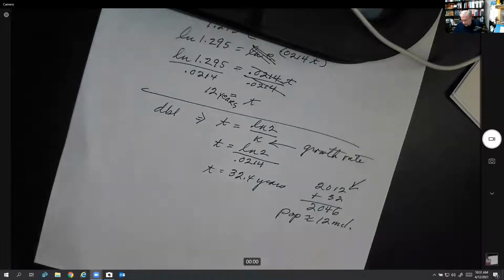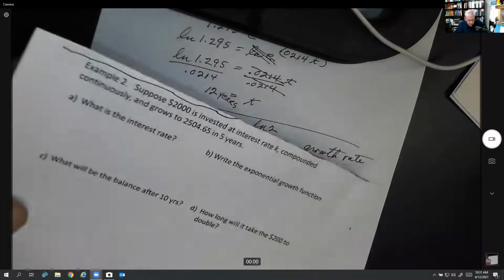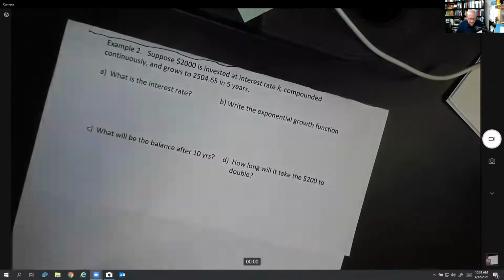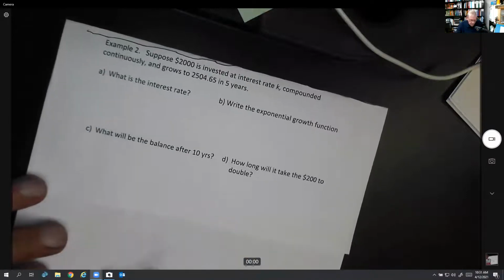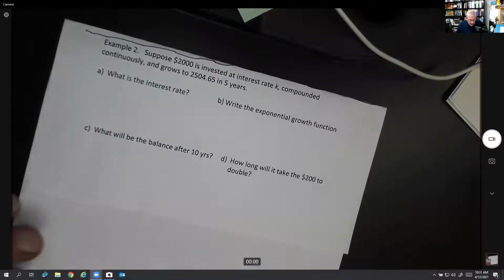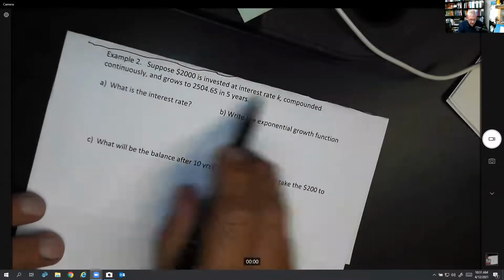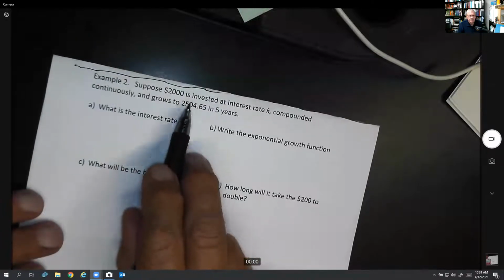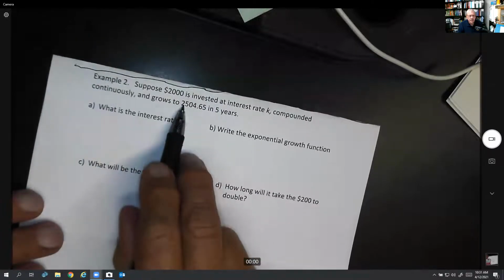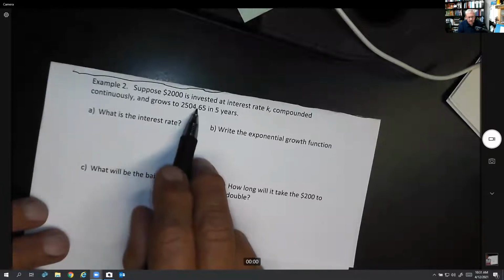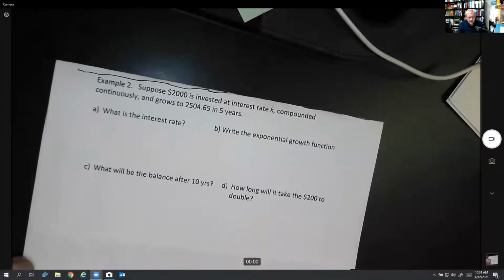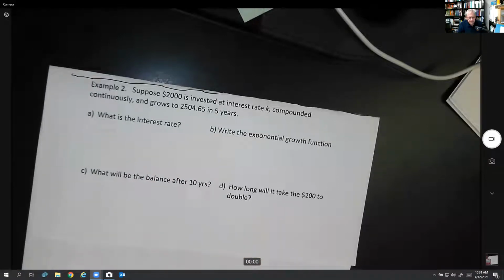Okay, well, we have just a couple more things to do. Here's one with interest. Suppose $2,000 is invested, compounded continuously, and it grows to $2,500 in 5 years. What is the interest rate and so on? Okay, so let's see if we can figure this out.